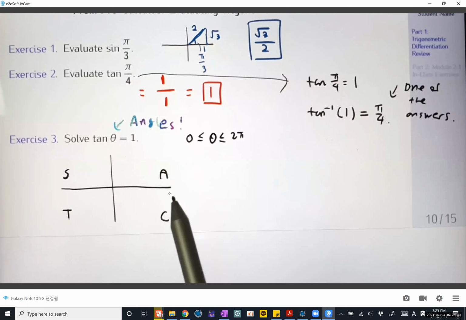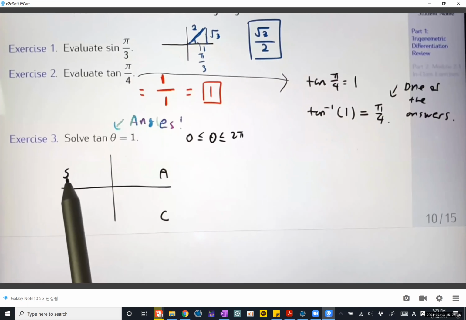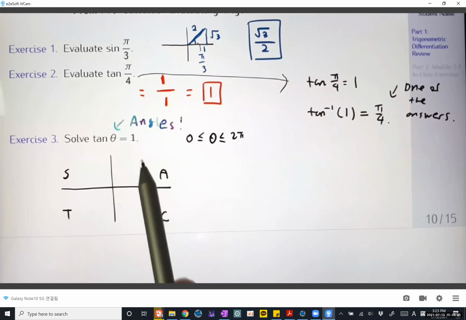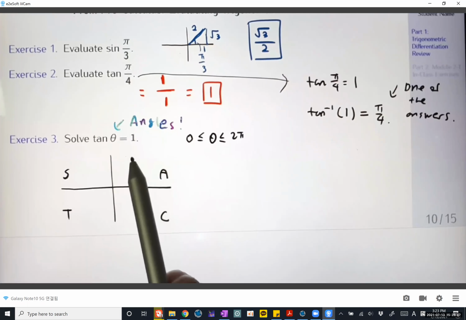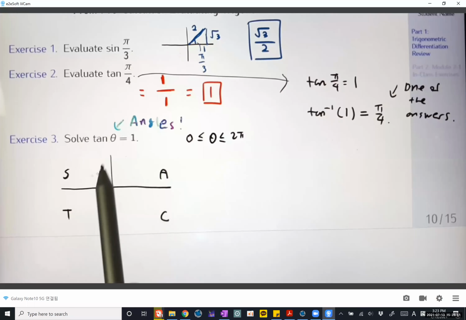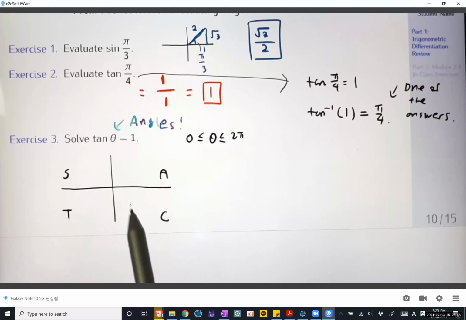It's really easy. CAST stands for the following. S stands for the sine. T stands for tangent. C stands for cosine. And A stands for all ratios. For example, sine, cosine, tangent, all ratios are positive. Only sine is positive here. Only tangent is positive here. Only cosine is positive here. So Maya, take a look.